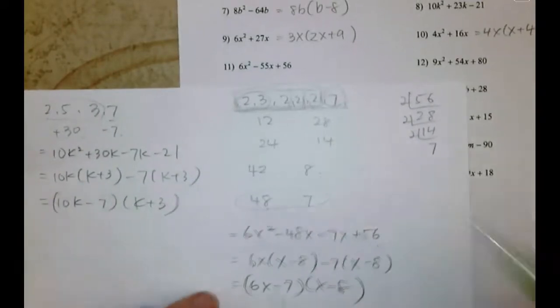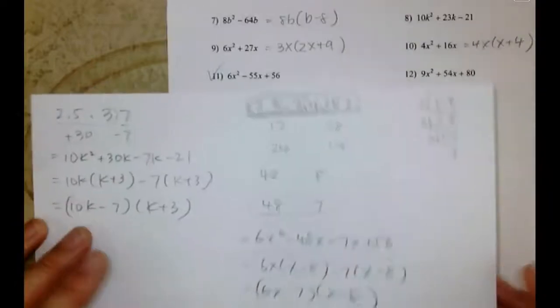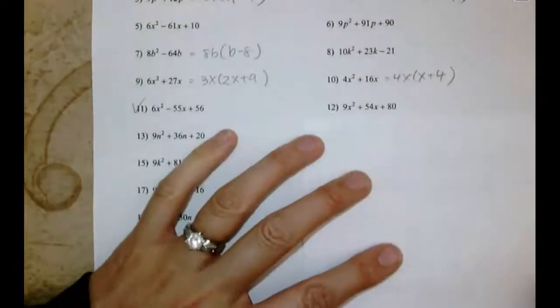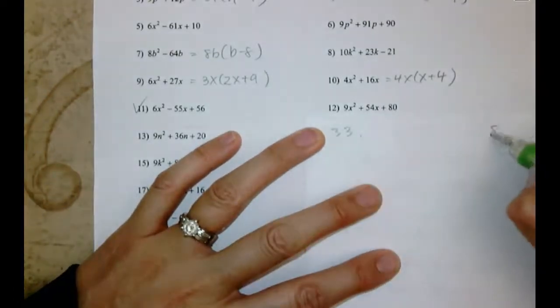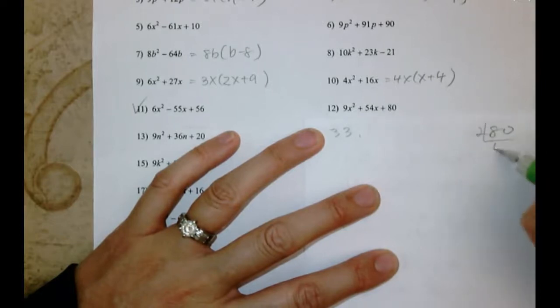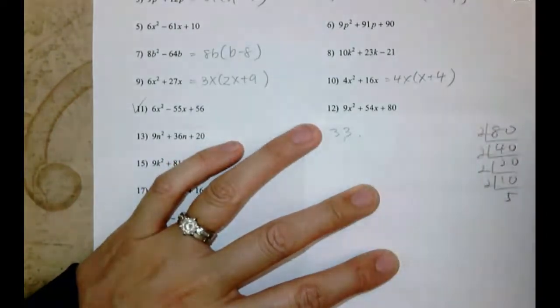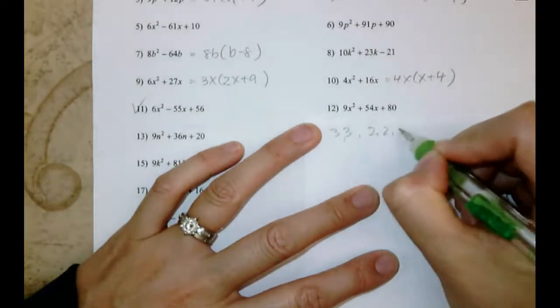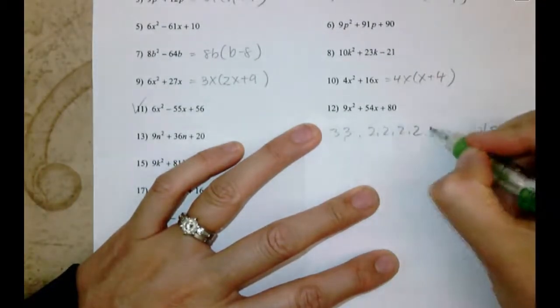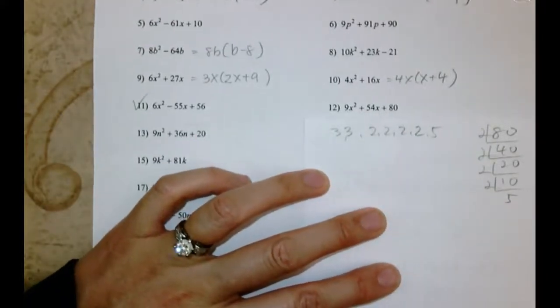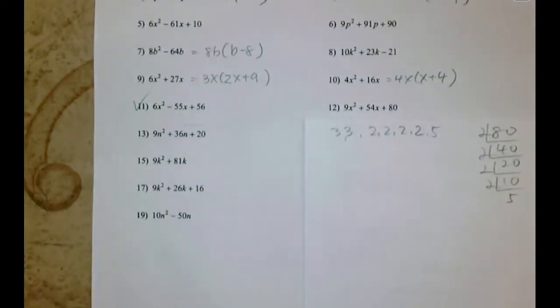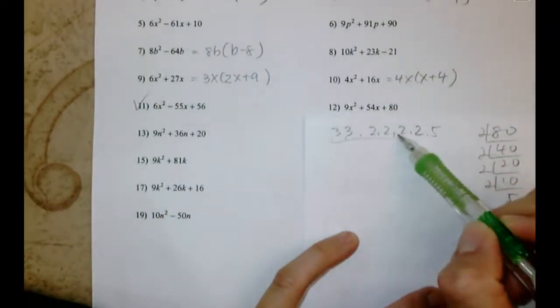Okay, so that's done. Let's do 12. 12 is also a trinomial, so you've got to do 3, 3, and 80 is 2 and 40, 2 and 20, 2 and 10, 2 and 5. So you've got the 3, 3, and then four 2s, and then one 5. And these are both positive, so we're looking for two numbers that add up to 54, and they're both positive, right? So let's just try this and this.